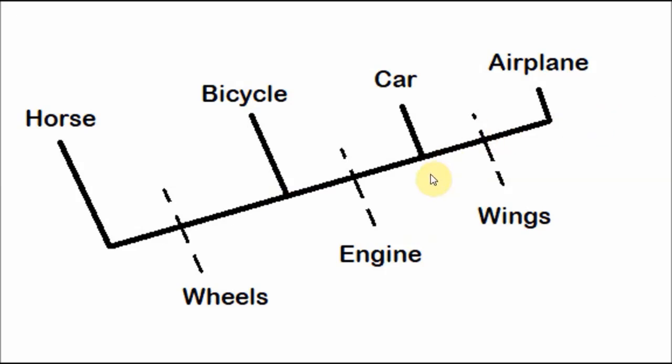But the interesting thing about this phylogenetic tree is that you can see characteristics. So a horse does not have anything. Then what differentiates a horse from a bicycle are wheels. What differentiates a bicycle from a car is an engine, and what differentiates a car from an airplane are wings. Now if you notice here, wheels are found in bicycles, cars, and airplanes. Engines are found in cars and airplanes, and wings are just found in airplanes. So if you have a trait here, that means everything above it is also going to have that trait. So that's a pretty cool way of also drawing phylogenetic trees.